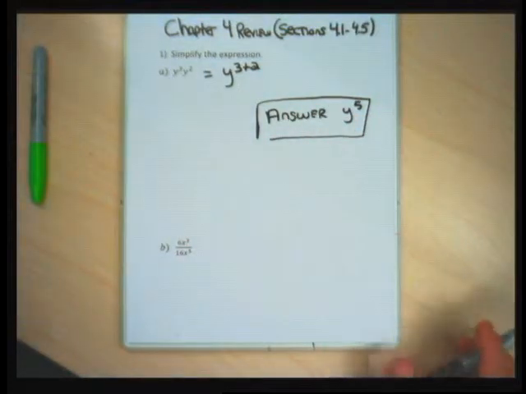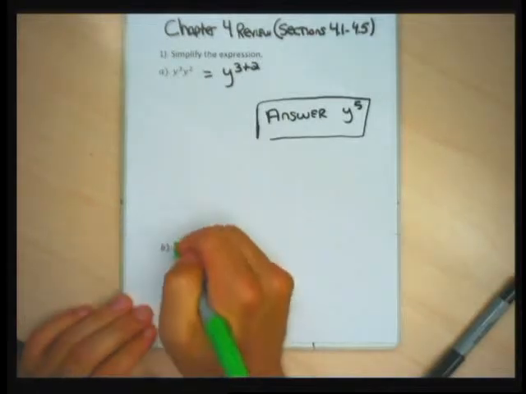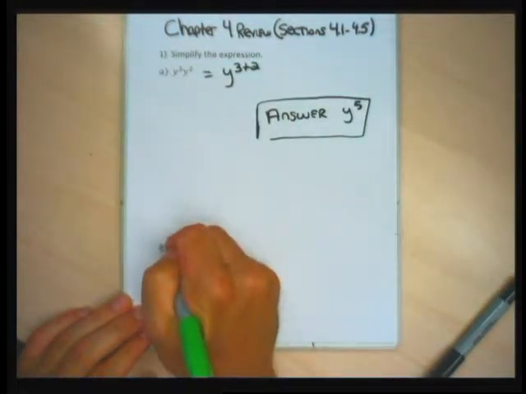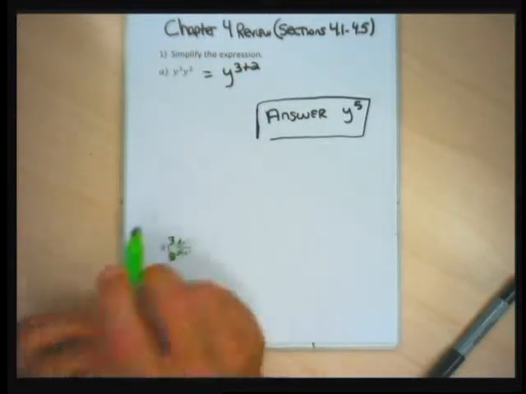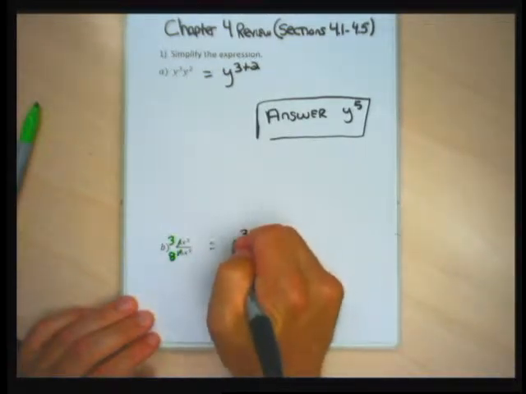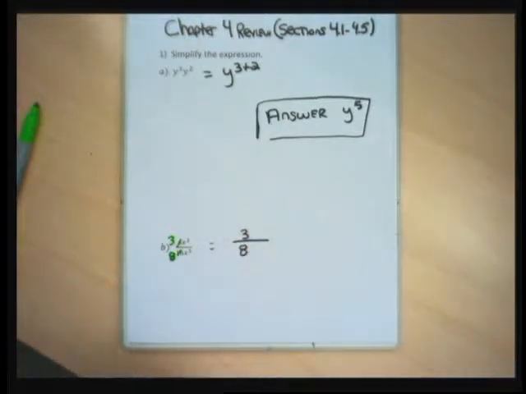For part B, for the numbers 6 over 16, I'm going to reduce each of those by 2. 6 divided by 2 is 3. 16 divided by 2 is 8. So in my answer, I'm going to have 3 in the numerator for certain and 8 in the denominator, reducing the 6 over 16.